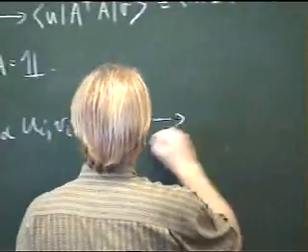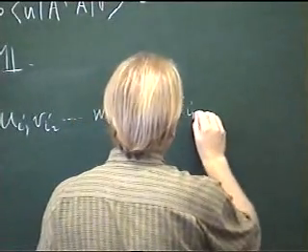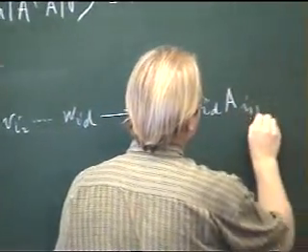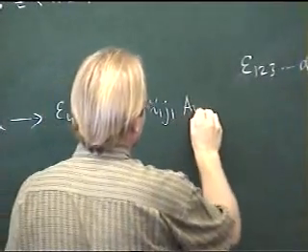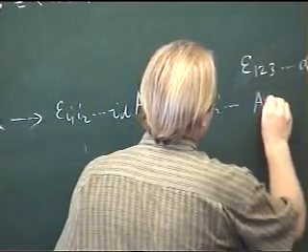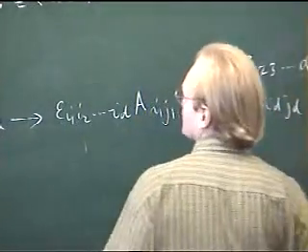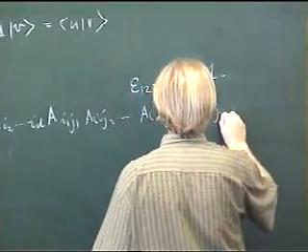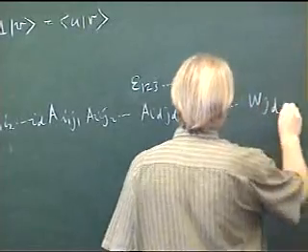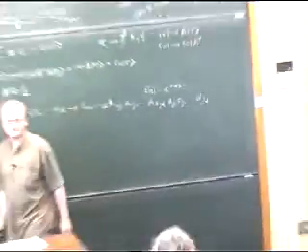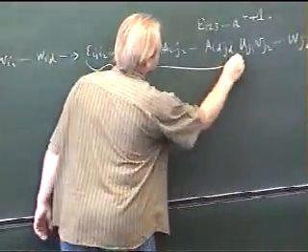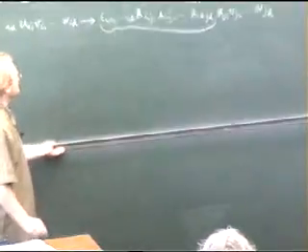Well, this would turn into epsilon I1, I2, up to ID, I have got A I1, J1, A I2, J2, up to A ID, JD, contracted onto my vectors U J1, V J2, W JD. So that's how it would transform. Each vector has picked up a factor of this matrix A. Now I want to study this object over here. What does this thing look like?